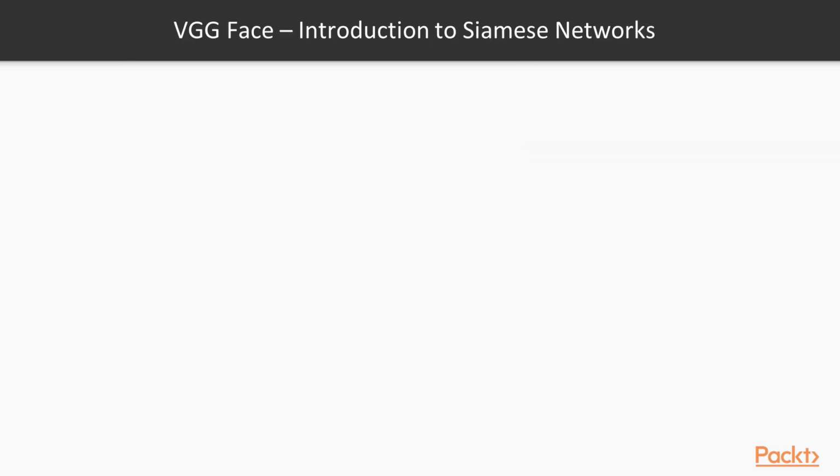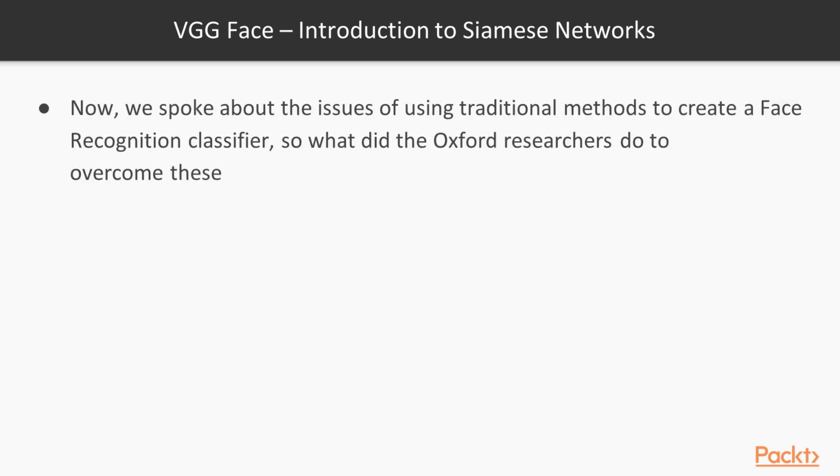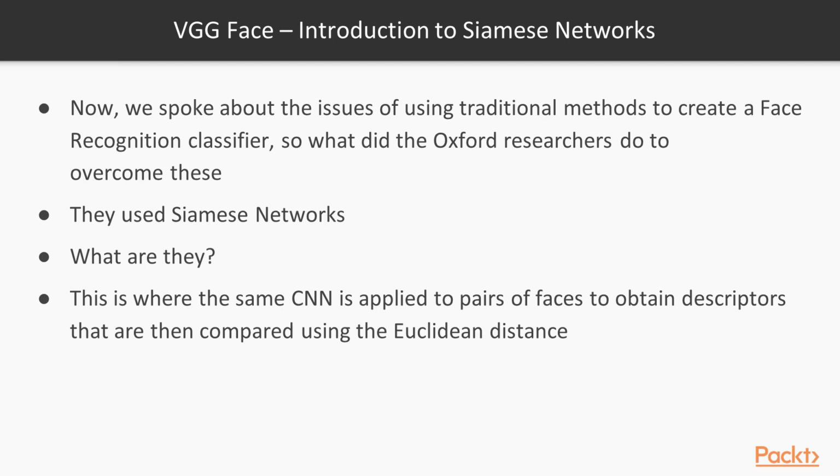Now, let's talk a bit about VGG Face and introduce the term Siamese networks. So now we spoke about the issues regular CNNs face when trying to do facial recognition. So how did these Oxford researchers overcome this? Well, they used and developed something called Siamese networks, which are a way to use CNNs to extract pairs of features from different images and compare them. So you use something called Euclidean distance to compare them, but you don't only need to use this, you can use cosine similarity as well.